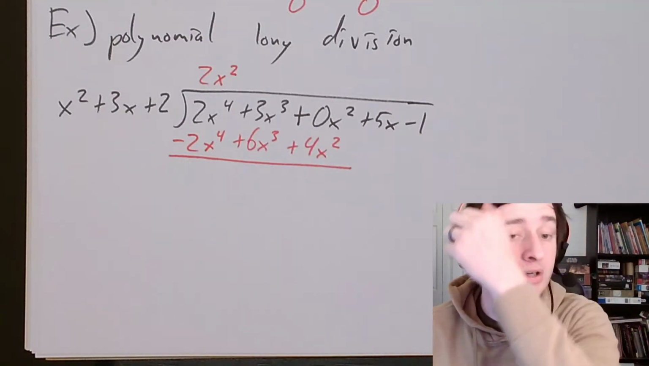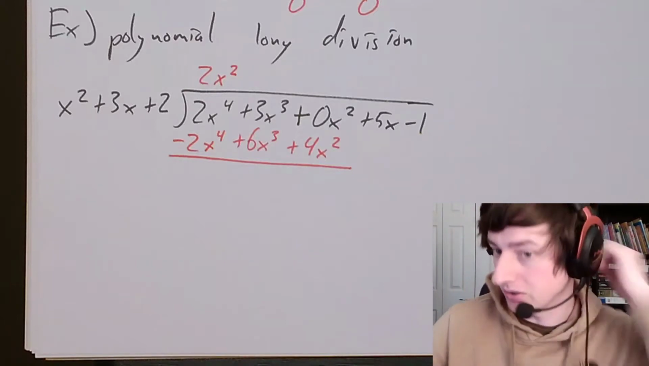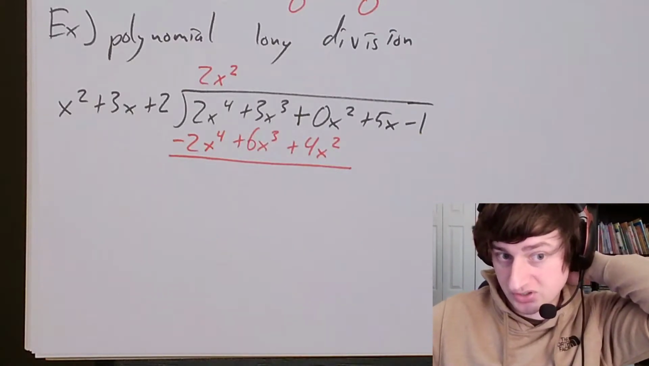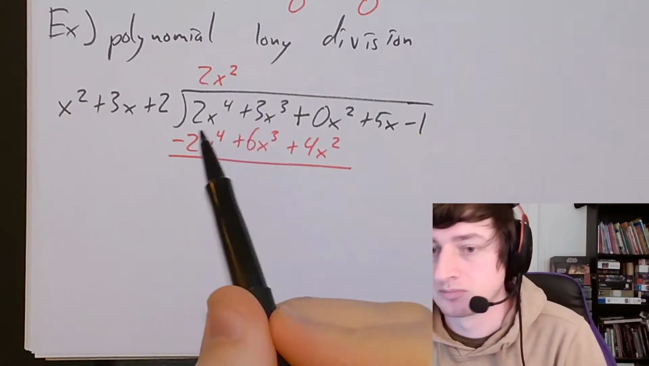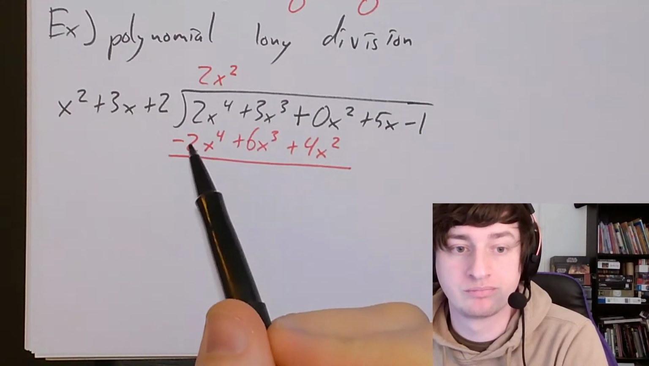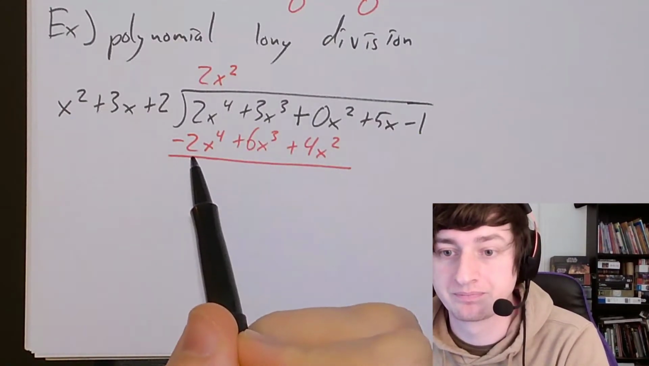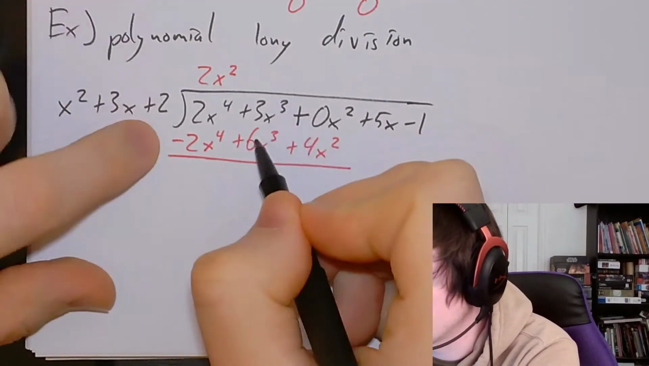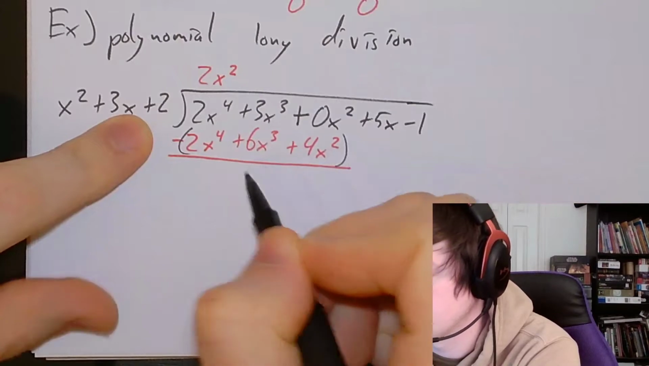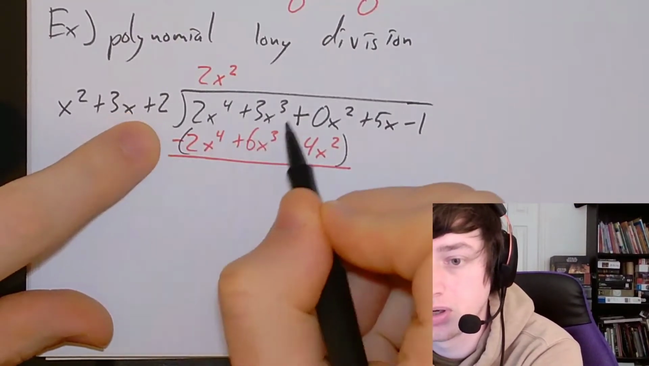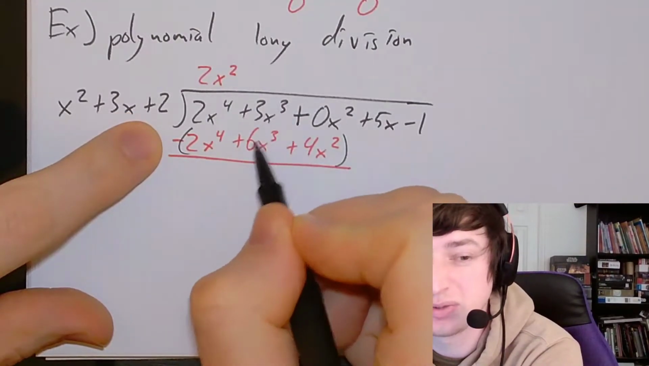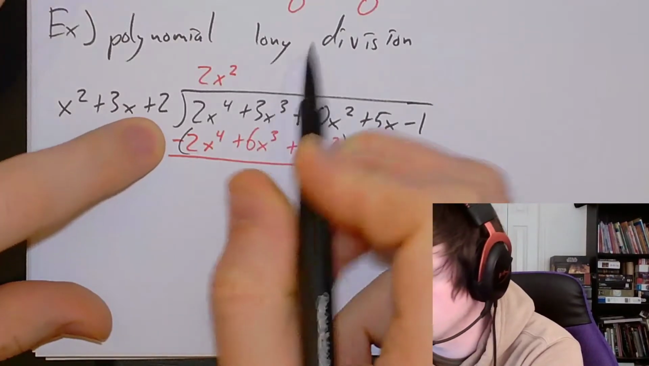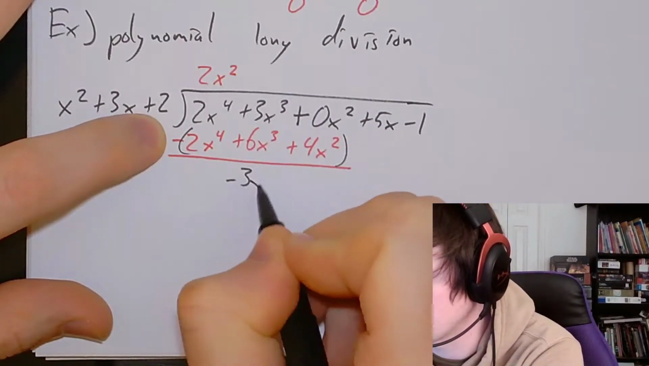Just like we do in normal long division, right? You multiply, you match the first terms as close as you can, and then you subtract whatever it is, right? So here we're subtracting, and so we're going to subtract all of it. So this turns to 0. 3x cubed, it's going to be minus the 6x cubed, so we get a negative 3x cubed.